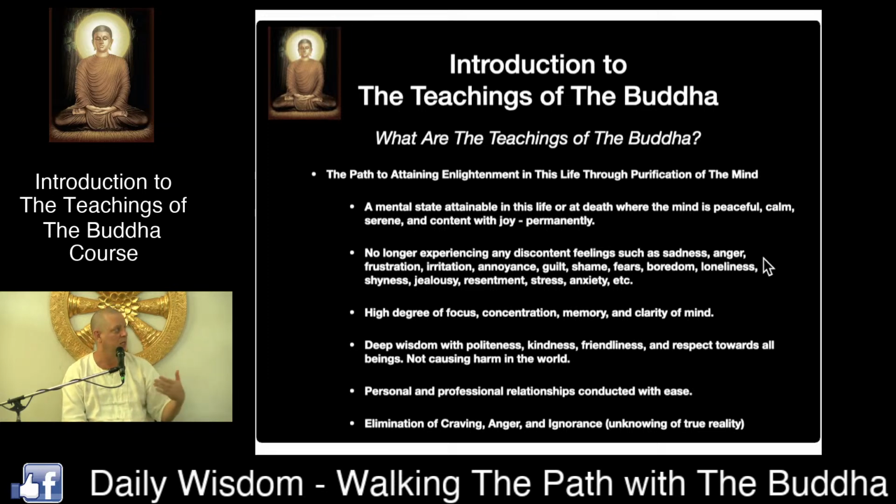And as you eliminate them from the mind and you purify the mind, you start experiencing these qualities. This is what the enlightened mental state is, that you start noticing that the mind is experiencing peace, calm, serenity, and contentedness with joy. It's a permanent mental state. That by the time you get to enlightenment, it's impossible for you to experience anger. It's just not possible. And you'll understand why by the end of the class, that there's been a certain purification of the mind, that it's physically, humanly impossible for an enlightened being to experience those kinds of feelings.